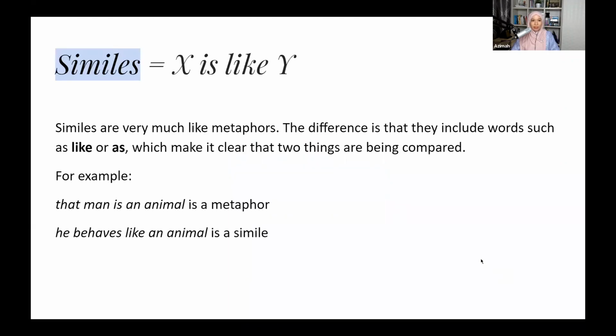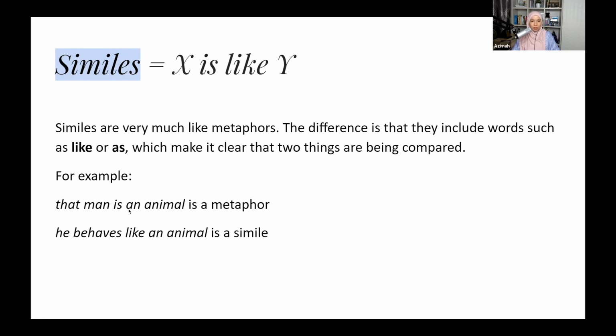So similes are basically when you say X is like Y, A is like B. Similes are very much like metaphors. The difference is that they include words such as like or as, which make it clear that two things are being compared. So it's much more obvious.